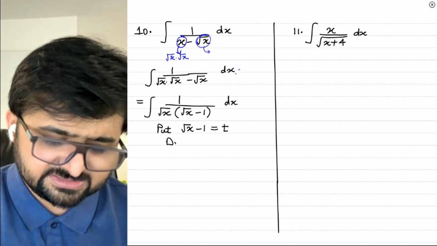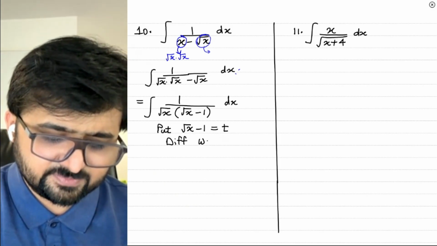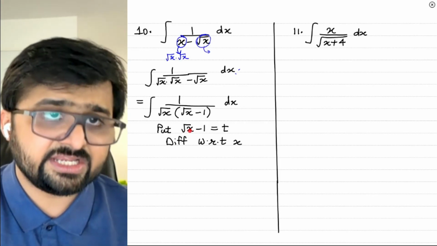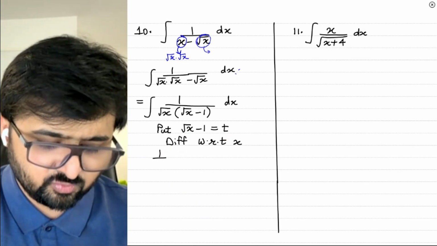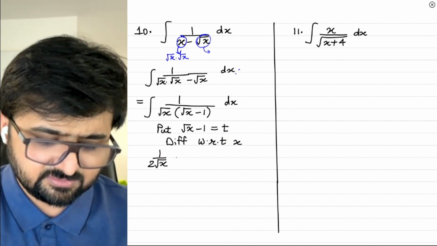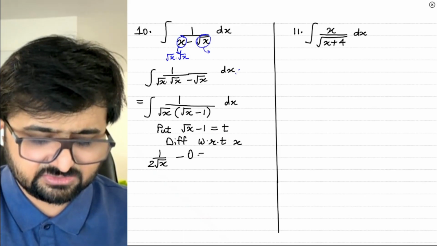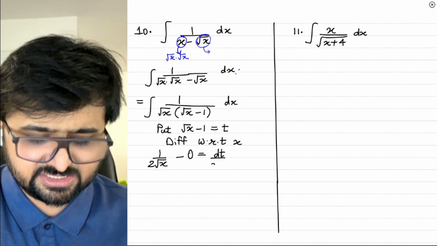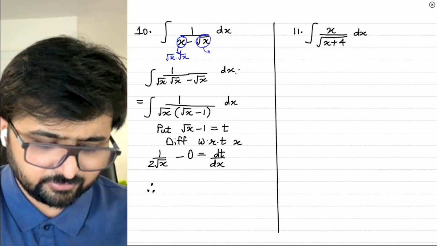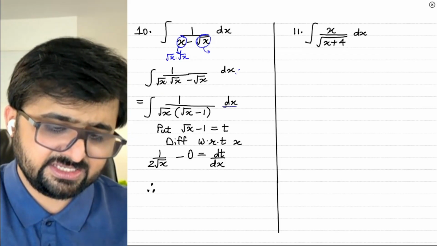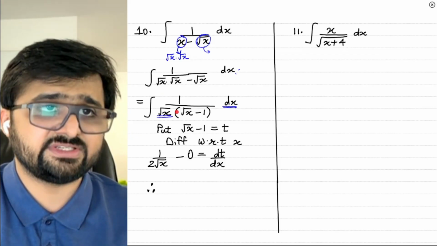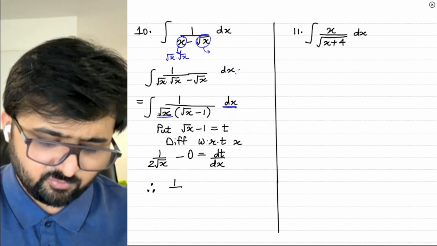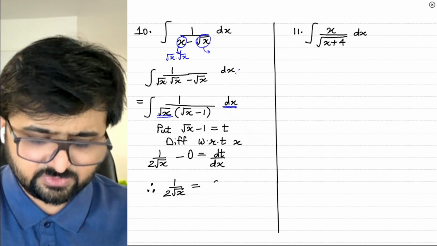Now differentiate both the sides with respect to x. So we have the derivative of square root of x with respect to x is 1 upon 2 square root of x, minus the derivative of 1 with respect to x is 0, equal to the derivative of t with respect to x, which is dt by dx. Therefore, note that here we need dx divided by square root of x. So here we have 1 upon 2 square root of x is equal to dt by dx.